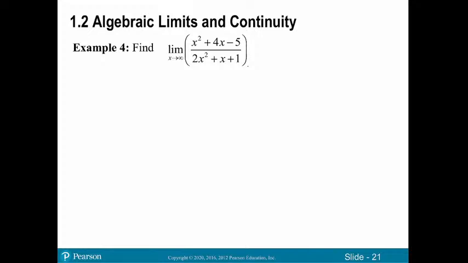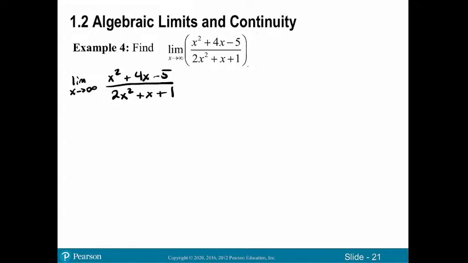In this example, we are asked to find the limit as x approaches infinity. I have a technique and I'm just going to walk you through it. First, I usually like to get a copy. So the limit as x approaches infinity; on top, we have x squared plus 4x minus 5; on bottom, we have 2x squared plus x plus 1, right?